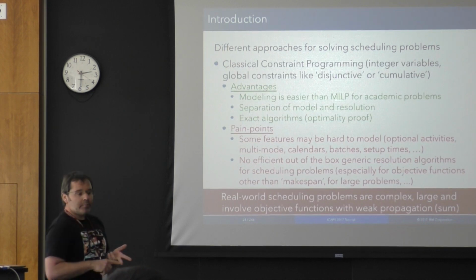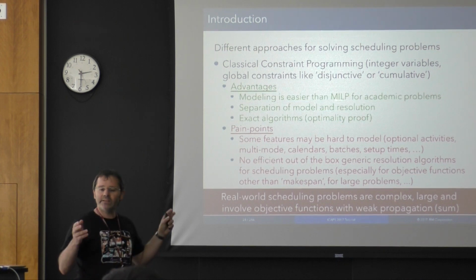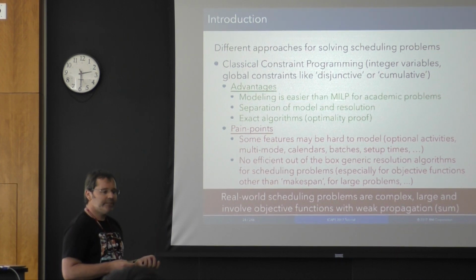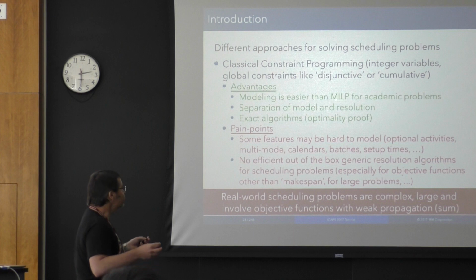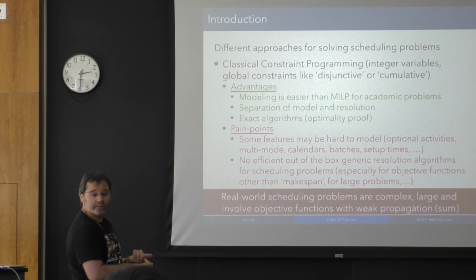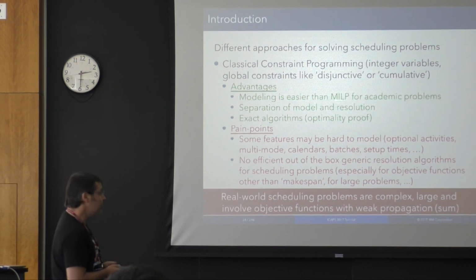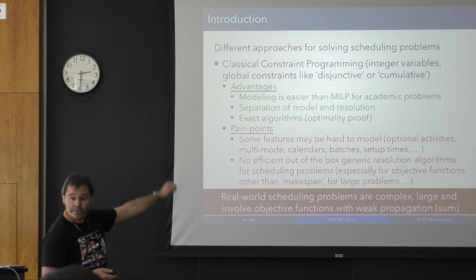The third type of approach is what I would call classical constraint programming. By classical constraint programming, I mean integer variables and then so-called scheduling constraints like disjunctive and cumulative constraints. For this type of system, modeling is easier than MIP, especially for academic problems, because you have these disjunctive and cumulative constraints.